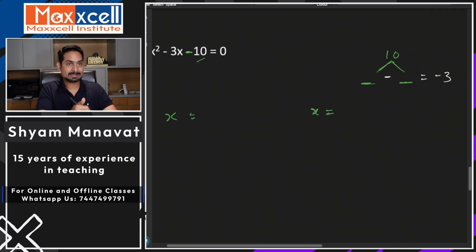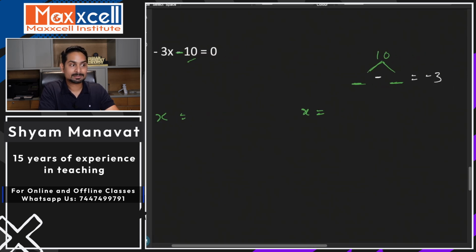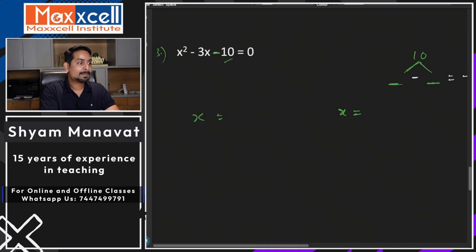Step number 1. We have done this in the first question also, second question also. So take the constant term and divide it into two numbers such that the subtraction should be minus 3. Why subtraction? Because the constant term, which is 10, is negative.